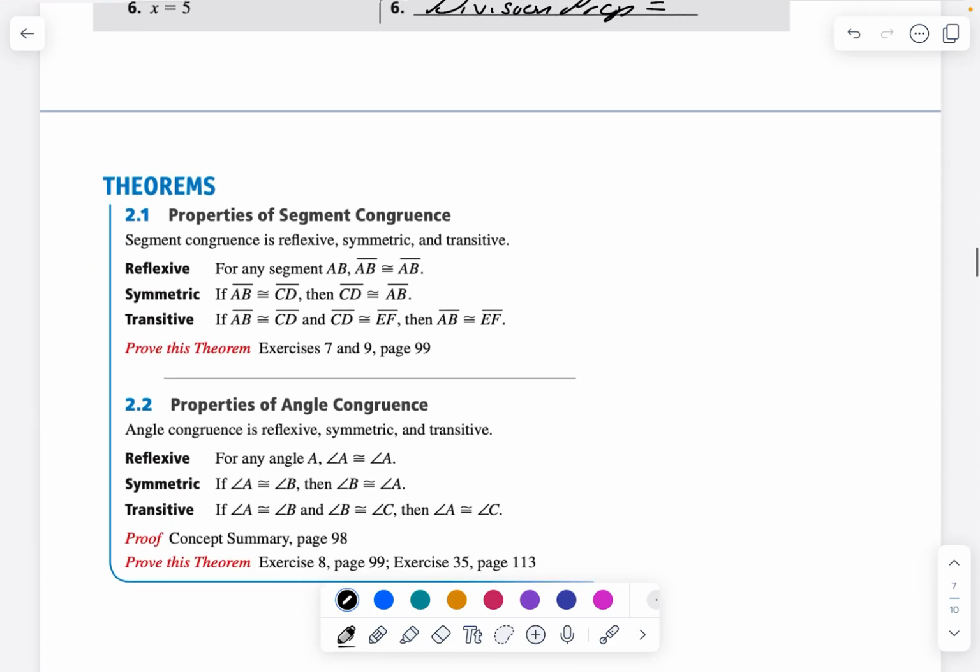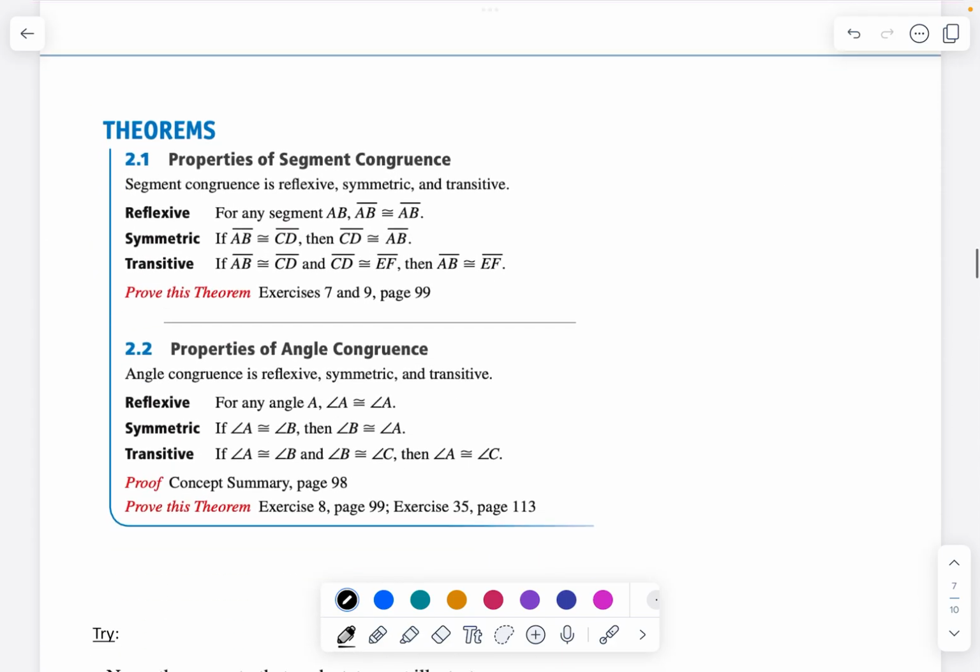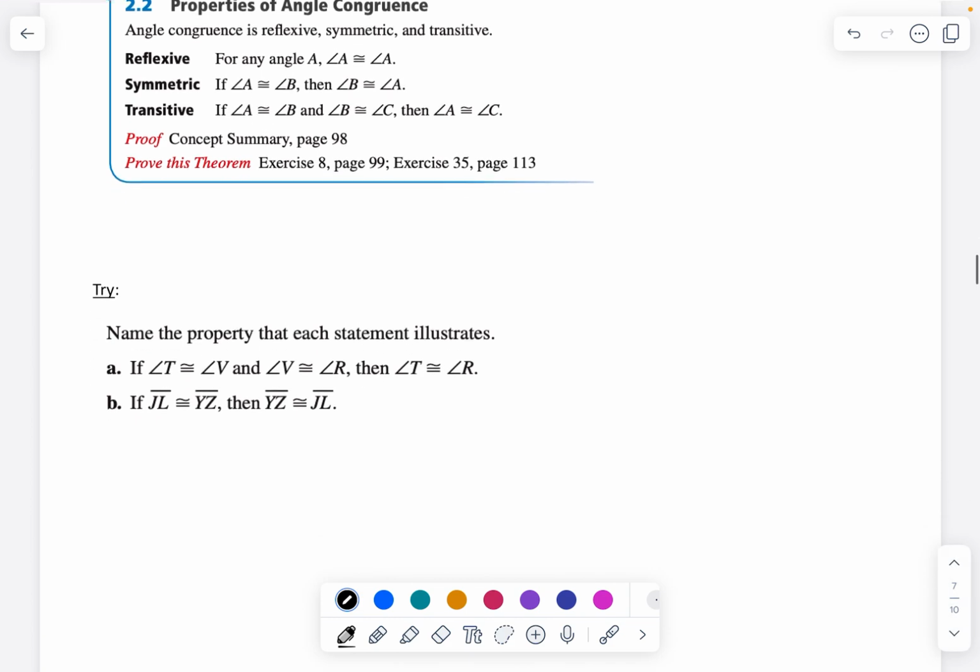So we're going to be doing stuff like that today, giving statements and reasons, getting ourselves used to geometric proofs. Now, as a reminder, those reflexive, symmetric, transitive properties we learned yesterday, they apply to segments and angles, okay? So same thing, any segment or angle is congruent to itself, like angle B congruent to angle A means angle A congruent to angle B, and then that transitive property.